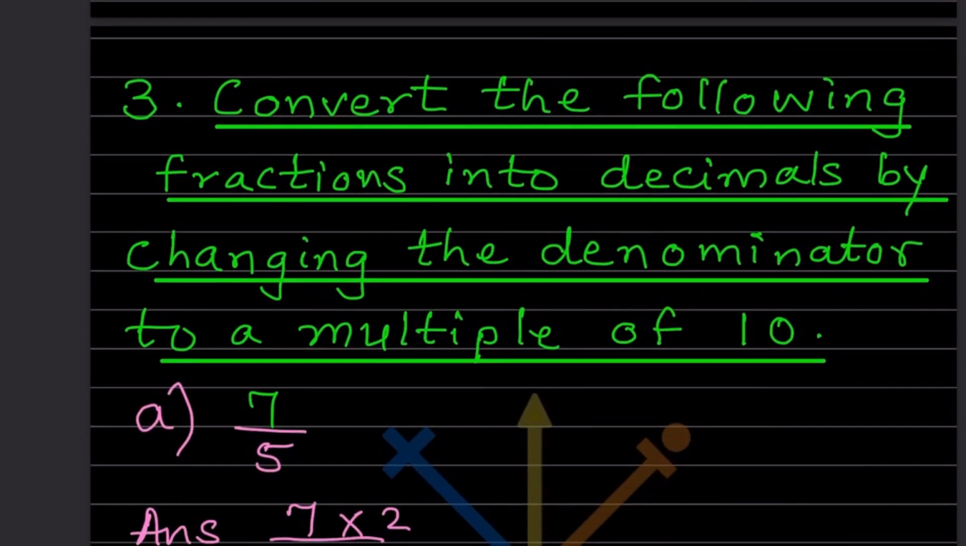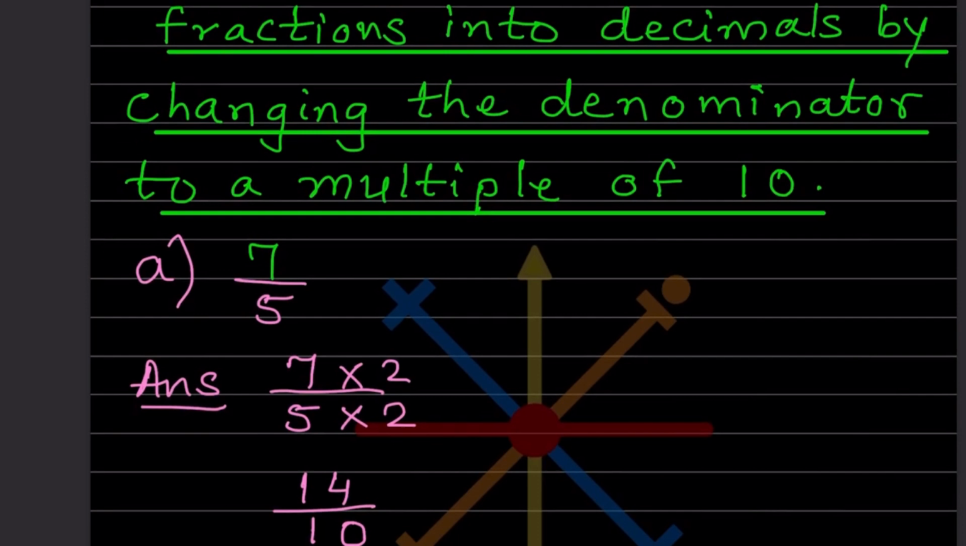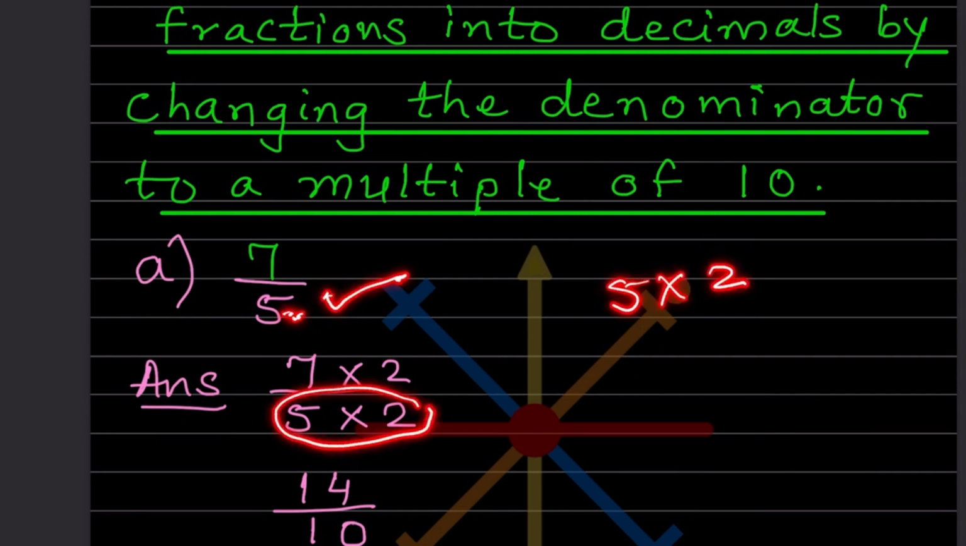Now convert the following fractions into decimals by changing the denominator to a multiple of 10. I will tell you what to do. We have to just concentrate over here. We want the denominator to be 10. So now look at here. Here the denominator is 5, so we can multiply 5 by 2. That is 10. First concentrate on the denominator, not the numerator. So this you multiplied by 2.